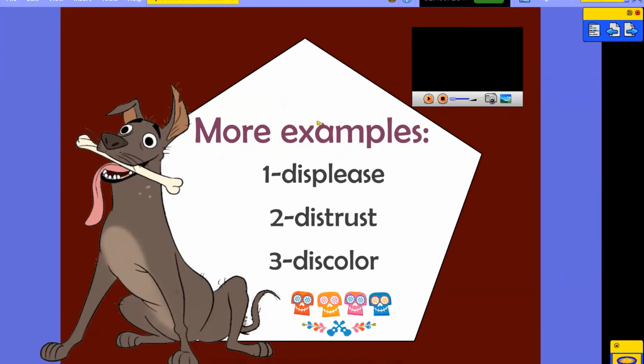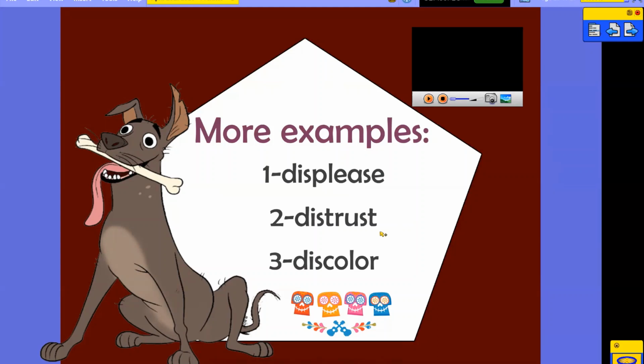Again, we're going to read more examples with the prefix dis. Here we have only 3. Number 1, displease. Number 2, distrust. Number 3, discolor. So, in number 1, if I say displease, it means that you're not pleasing someone. Instead of pleasing someone, we are doing the opposite. We are doing something that they do not like and it's not making them feel happy.